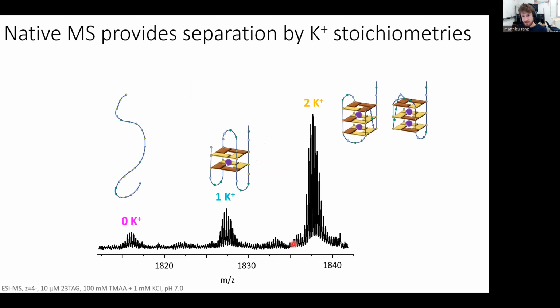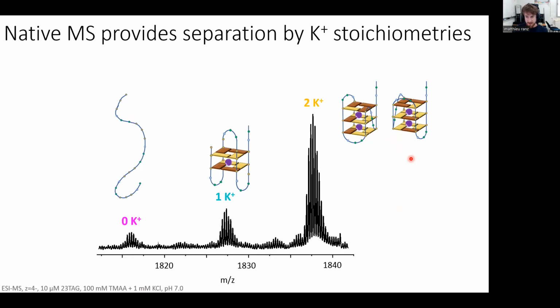And in native MS, we can characterize well the G-quadruplex behavior in the gas phase. Indeed, in a mass spectrum, we observe different peaks corresponding to the DNA with different stoichiometries of potassium bound. The 0 K+ corresponds to the unfolded form, the 1 K+ corresponds to the 2-tetrad quadruplex, and so on, and the 2 K+ to the 3-tetrad quadruplex. And in the case of 23TAG, remember that there are these two hybrid structures that coexist here.